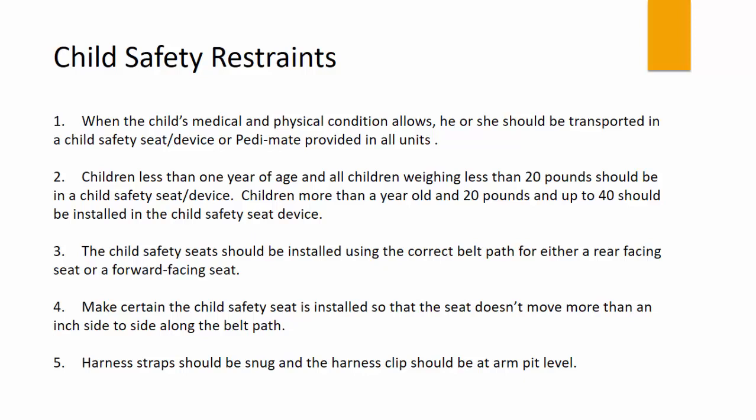The child safety seats should be installed using the correct belt path for either a rear-facing seat or a forward-facing seat. Make certain that the child safety seat is installed so that it doesn't move more than an inch to the side along the belt path. Harness straps should be snug and the harness clips should be at armpit level.